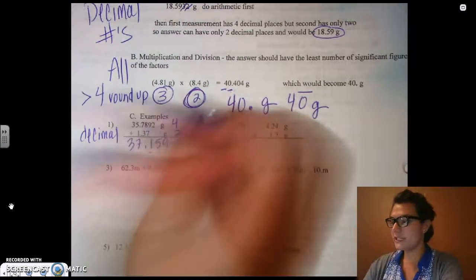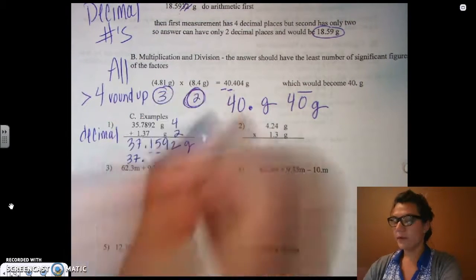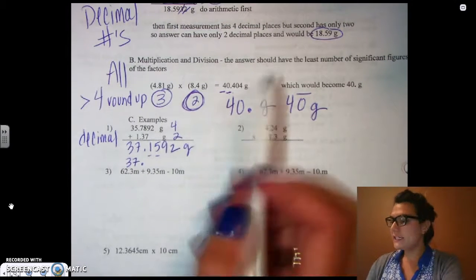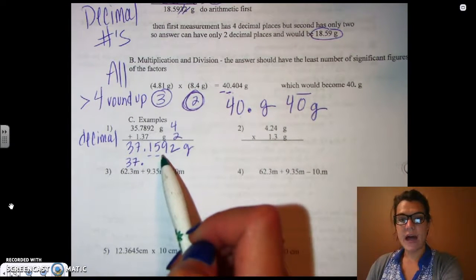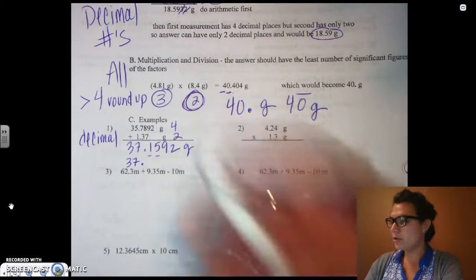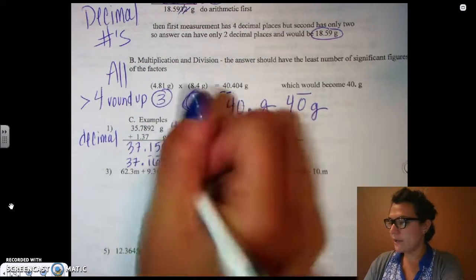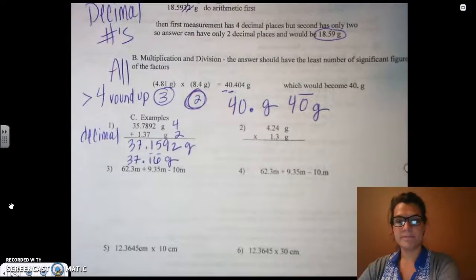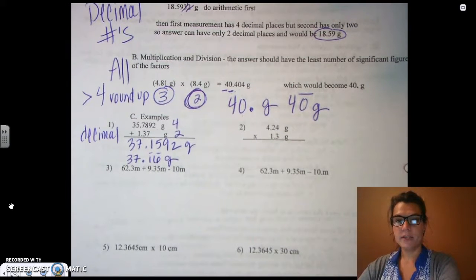Okay, so the 37 is not changing. However, I need to see what the 9 does to the 5. And what does the 9 do to the 5? It rounds it up. So my answer here is going to be 37.16 grams. Good? Let's do another one.